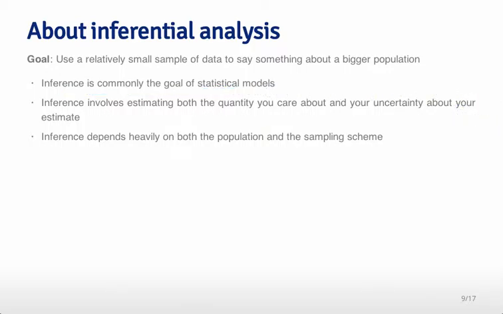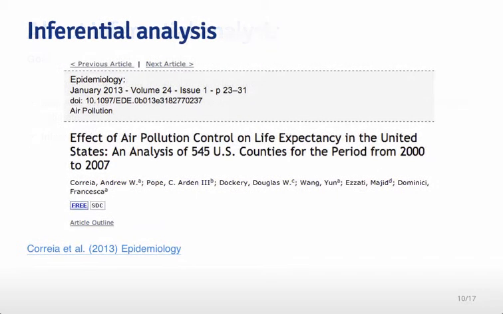It involves both estimating some quantity that you're interested in and also, more importantly, maybe the uncertainty of that quantity. It depends heavily both on the population that you're looking at, the group of people or the group of objects that you care about, and the sampling scheme that you've used.